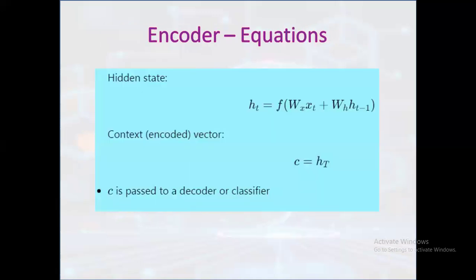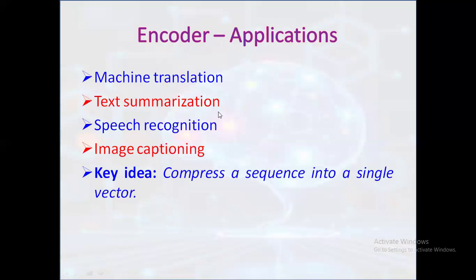The encoder equation is given by: the hidden state is updated at each time step using h_t = f(W_x x_t + W_h h_(t-1)), ensuring cumulative learning across the sequence. The context vector is given by c = h_T, which acts as a compressed summary of the input. Here C is passed to the decoder or the classifier. The applications of the encoder are machine translation, text summarization, speech recognition, and image captioning. Here it compresses a sequence to a single vector.